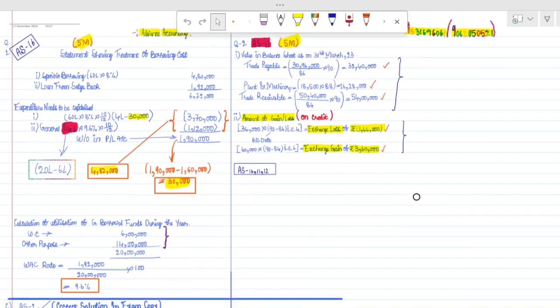So this is the method. We need to convert the value of trade payable on 31st March 2023. The value is 32 lakh 40,000. Plant and machinery value is this one. Trade receivable, the value is 54,00,000. Amount of gain or loss: the amount of gain is 3 lakh 60,000.